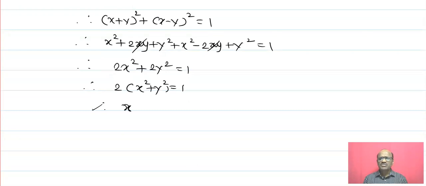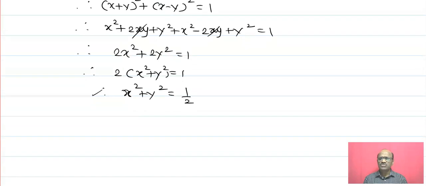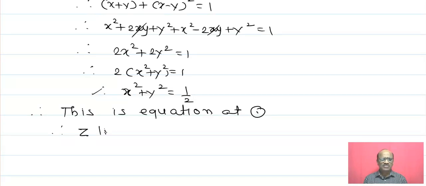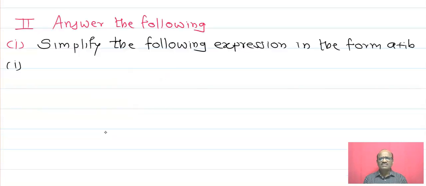Now simplify this. You will get x square plus 2xy plus y square plus x square minus 2xy plus y square is equal to 1. Then plus 2xy and minus 2xy get cancelled. You will get 2x square plus 2y square is equal to 1. Therefore, 2 times x square plus y square is equal to 1. Therefore, x square plus y square is equal to 1 upon 2. And this is the standard equation of the circle whose center is 0, 0. That is, z lies on the circle. This is my answer. You may agree or may not agree.